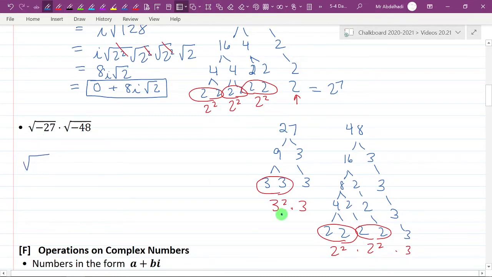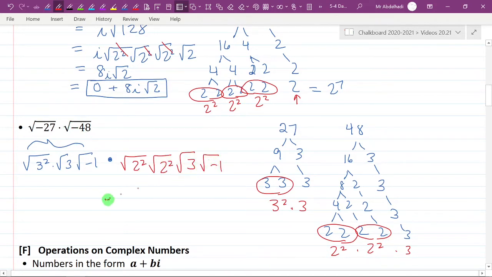Well, this becomes 3 squared times 3 times negative 1. That's all going to be right there. And for the 48, that's going to be times now. For the 48, we have 2 squared, another 2 squared, and a 3. And for the negative, we have a negative 1. So what happens here? Those cancel out, those cancel out, those cancel out. So this becomes 3 root 3, 3 radical 3.